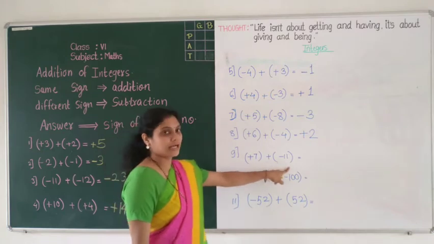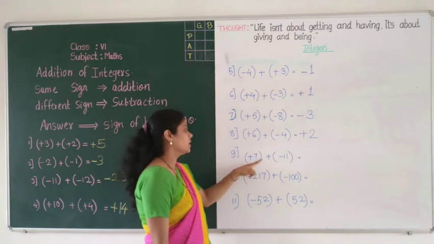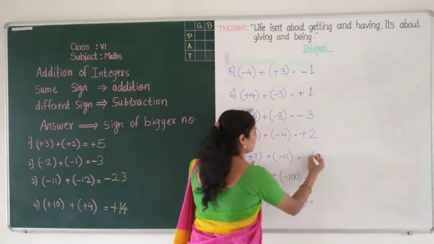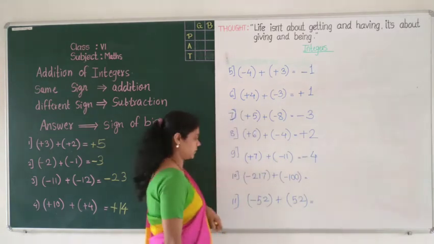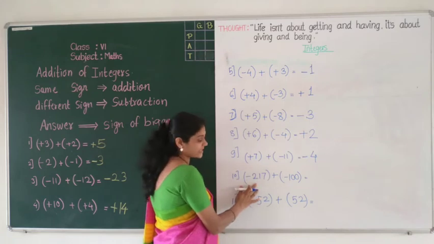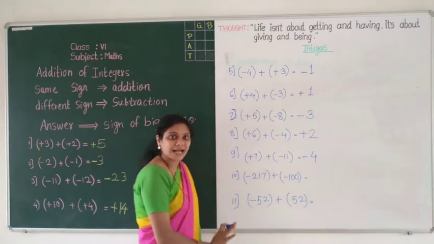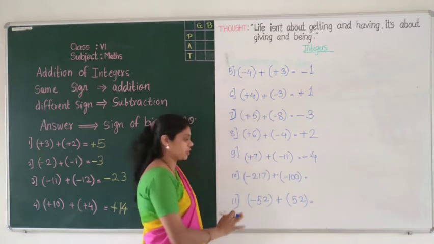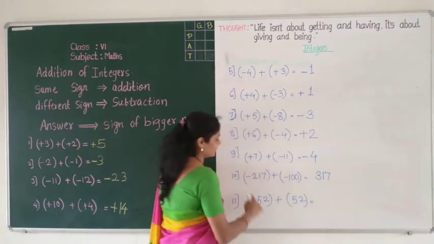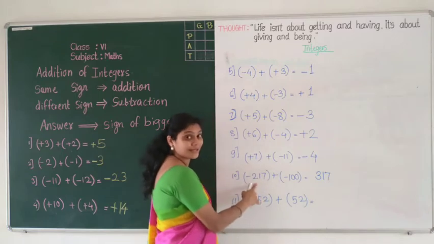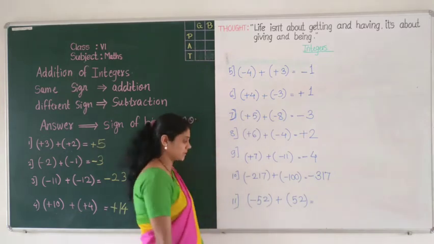Positive 7 plus negative 11. Positive sign, negative sign, both signs are different. So 11 minus 7, what will come here? 4. And 11 is the bigger number and its sign is negative. So negative. Next, negative 217 plus negative 100. Again, both have negative sign. That means same sign. So here we will do addition. So 217 plus 100 gives us 317. Which one is bigger? 217 is bigger and its sign is negative. So here we will give the negative sign.